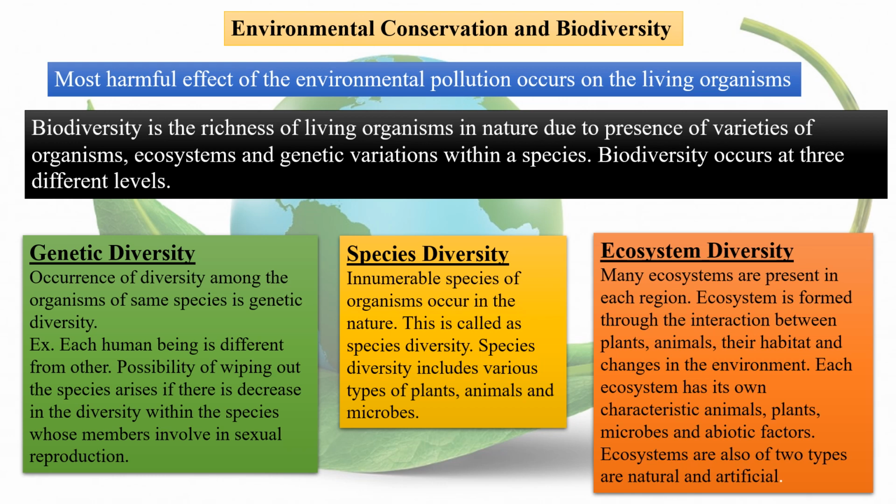Species diversity includes various types of plants, animals, and microbes. Ecosystem diversity. Ecosystem means we have learned in our last video about ecosystem and types of ecosystem like ocean के है, desert का है, grassland ecosystem है. Different ecosystems are there where जो different regions है उसमें different organisms है, different plants है. ठीक है, so many ecosystems are present in each region. Ecosystem is formed through the interaction between plants, animals and other habitats and change in the environment. Each ecosystem has its own characteristic animals, plants, microbes and abiotic factors.